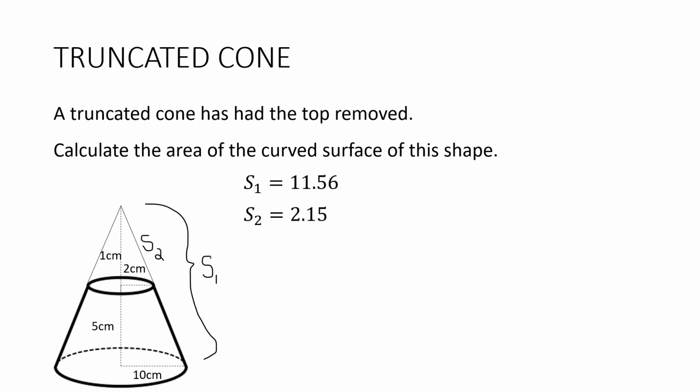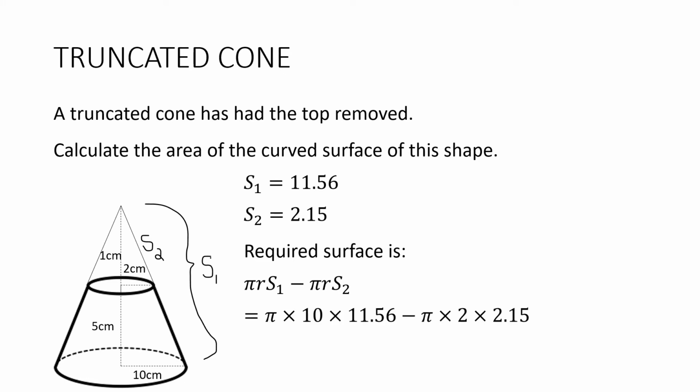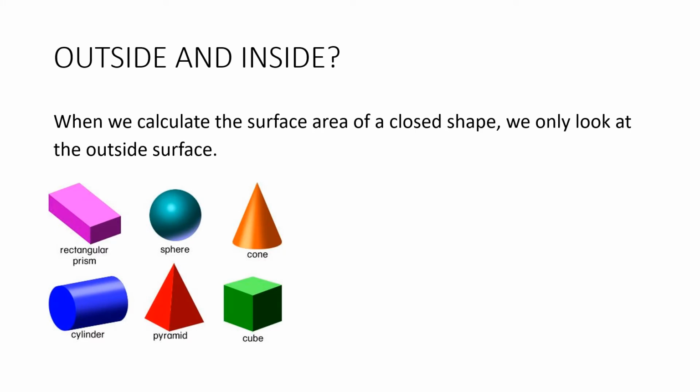All right, let's try and put this all together. To work out this curved surface here, we want to do the curved surface of the total cone, take away the curved surface of the little cone up the top. So it's going to be pi r s1, take away pi r s2. Substituting in, and we get 349.7 centimeters squared.